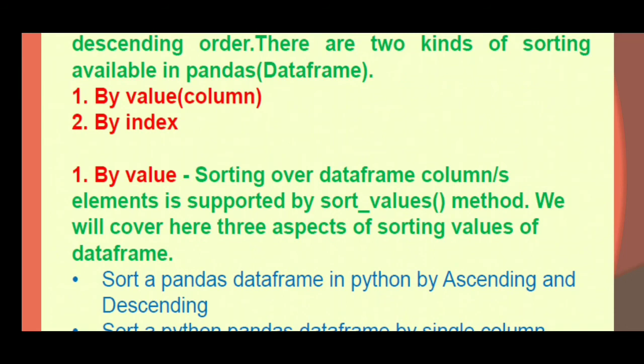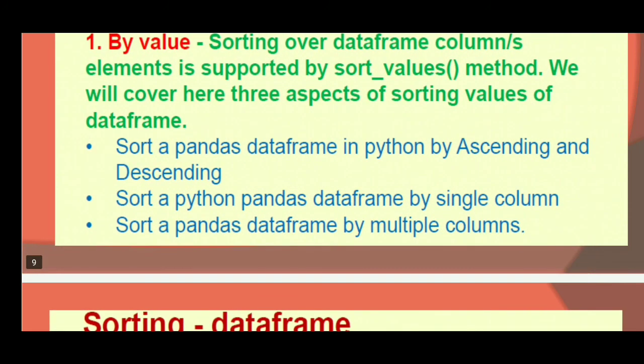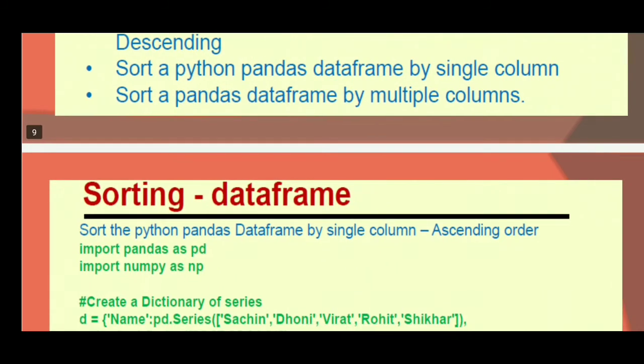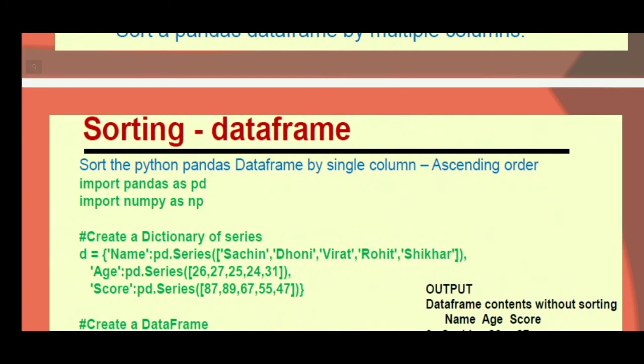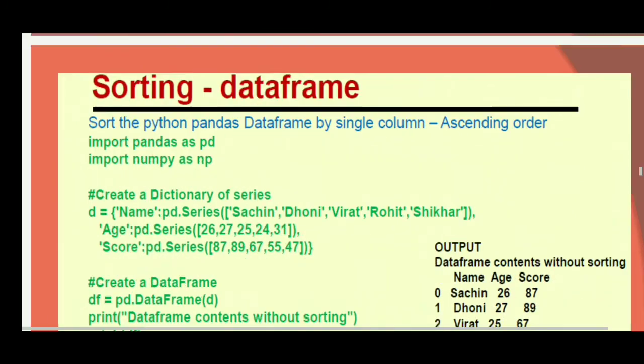We will cover here three aspects of sorting values of a data frame. One is sorting a pandas data frame in Python by ascending and descending order. Next, sort a Python pandas data frame by single column. Then, sort a pandas data frame by multiple columns. First, sort the pandas data frame by single column in ascending order.